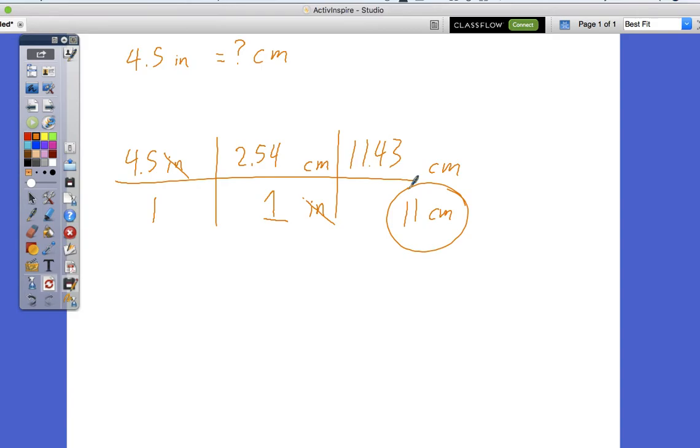Yesterday, you guys had no idea what the heck I was talking about. And now you're really rocking through dimensional analysis with a non-base 10 system into a base 10 system. What? You guys are tearing it up. Okay, let's see what we got next.